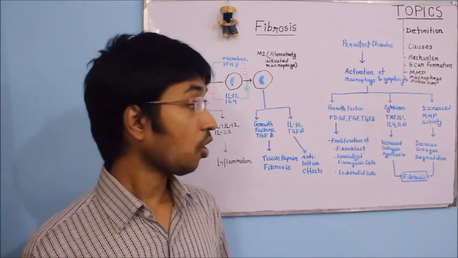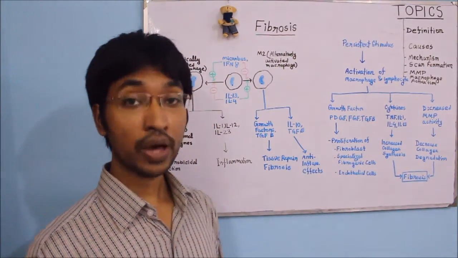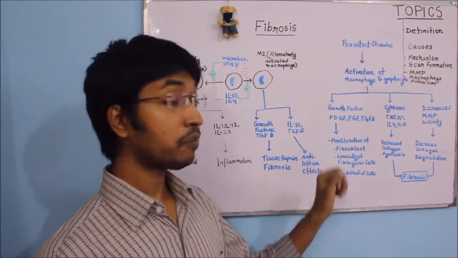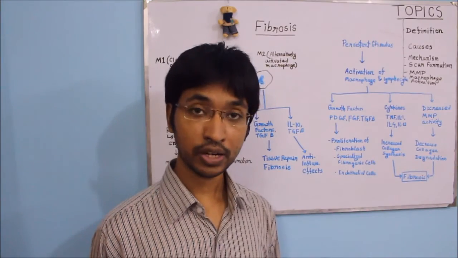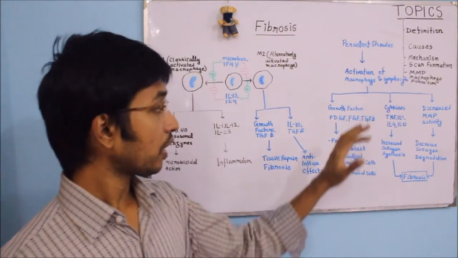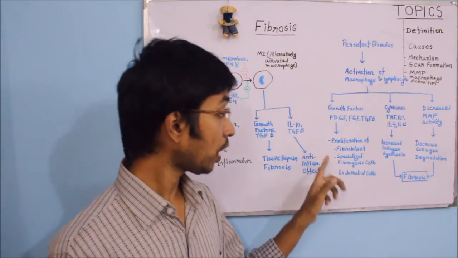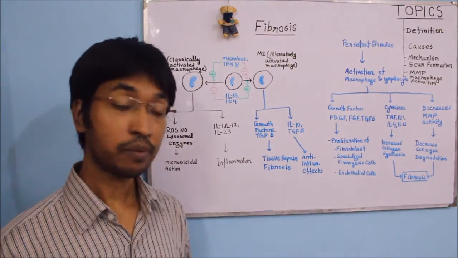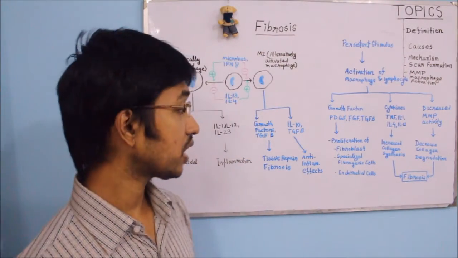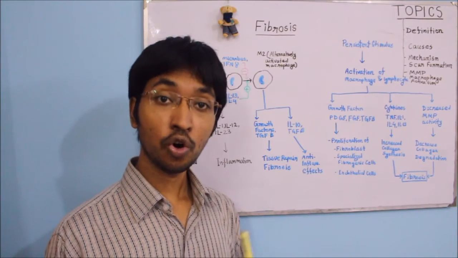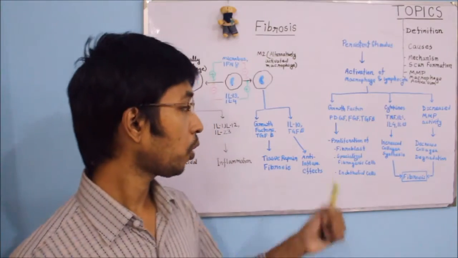They will liberate a lot of growth factors that will include platelet-derived growth factor or PDGF, fibroblast growth factor or FGF, and transforming growth factor beta or TGF. And all these growth factors will have a role in proliferation of fibroblast, specialized fibrogenic cells, and endothelial cells. And the ultimate end result will be formation of collagen, formation of more extracellular matrix components.